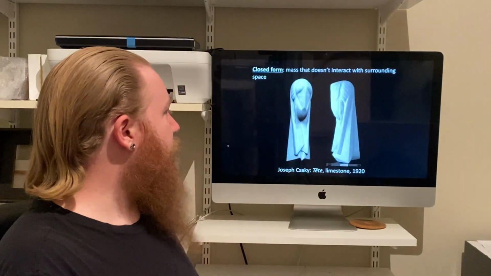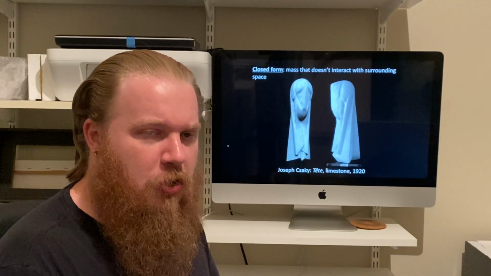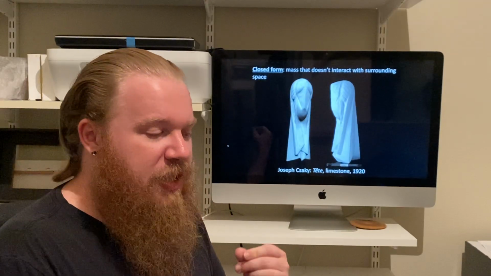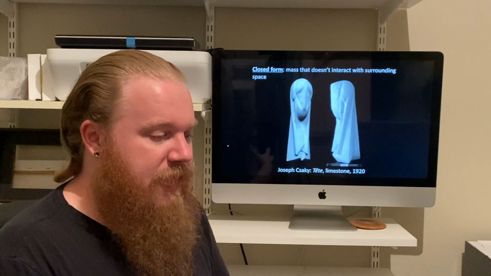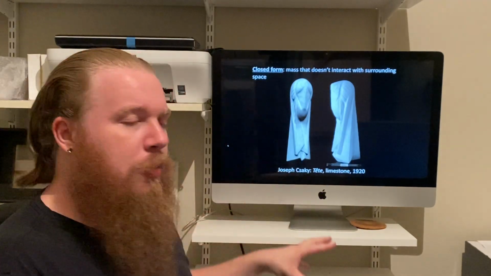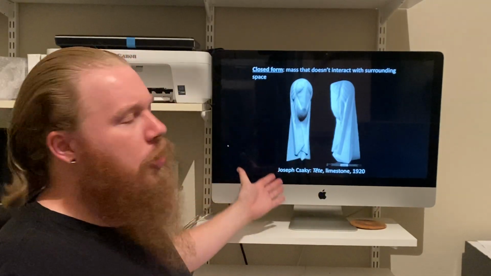Now, aside from that, we also have different kinds of form, and this usually, once again, almost exclusively applies to sculpture. But our first would be what's known as a closed form, and this is when mass that doesn't interact with the surrounding space is utilized. So most sculpture that you've ever seen is going to be considered a closed form.